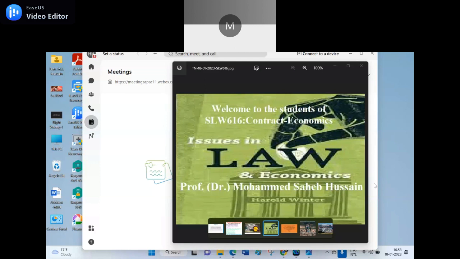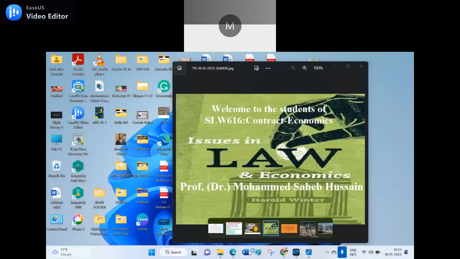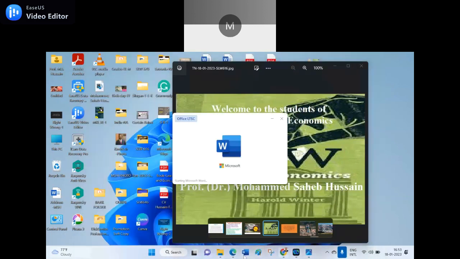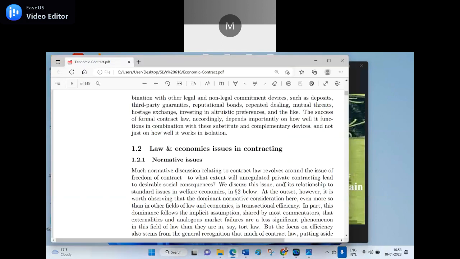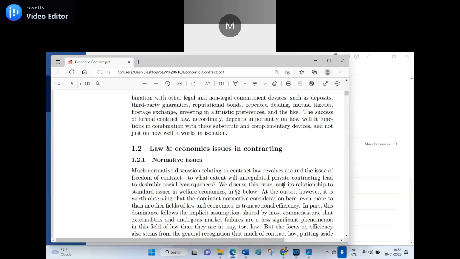Meanwhile, I read it. Welcome to the students of SLW616 Contract Economic Law, the issues and concerns in economics, hosted by Professor Dr. Mohammed Saheb Hussain. Now, without wasting time, let me go to exactly what we are going to deal with today. Yes, 1.2: law and economics issues in contracting. So we are studying this today.